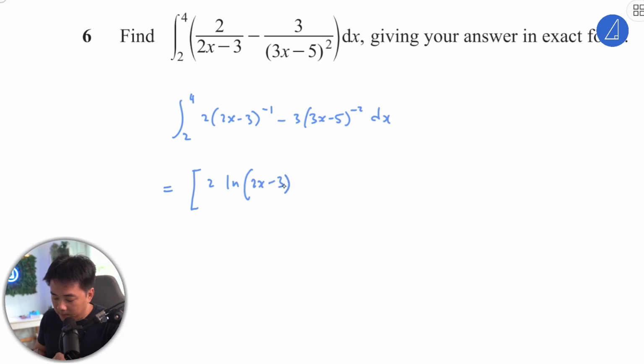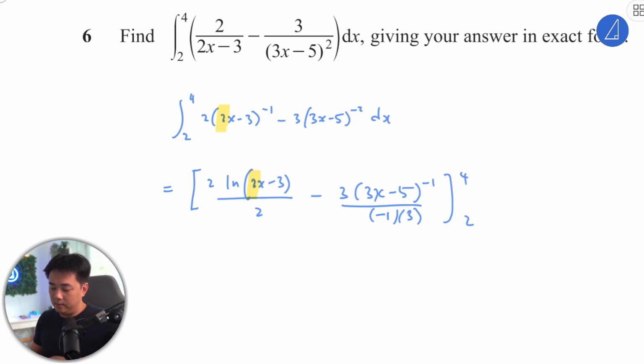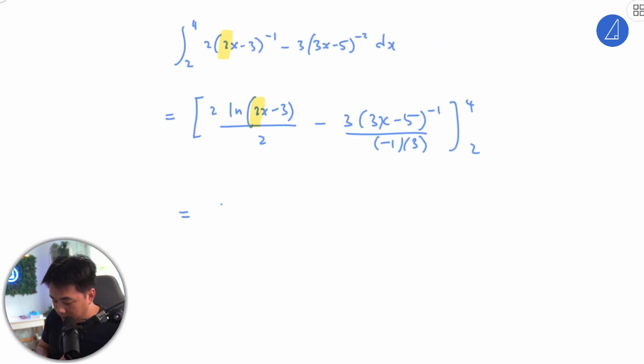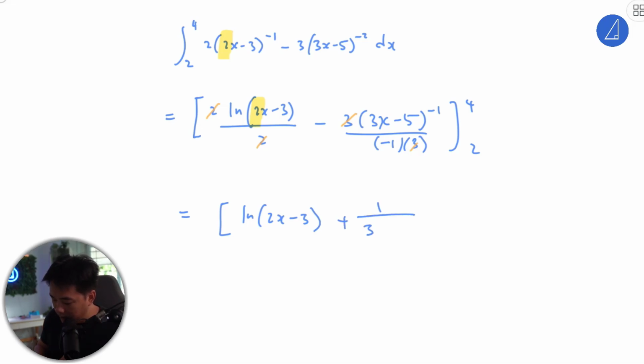ln of 2x minus 3, over 2. Don't forget to divide by the coefficient of 2. If it's -1, you add 1 to the -1 and it'll be 0, and you can't divide by 0. This will be 3x minus 5 to the power of -2 plus 1, which is -1, divided by -1 and divided by 3. This will be from 2 to 4. All right, so that's that. I'm just going to rearrange everything nicely. The 2 and 2 will cancel away, 3 and 3 will cancel away. So it's ln of 2x minus 3 plus 1 over 3x minus 5.